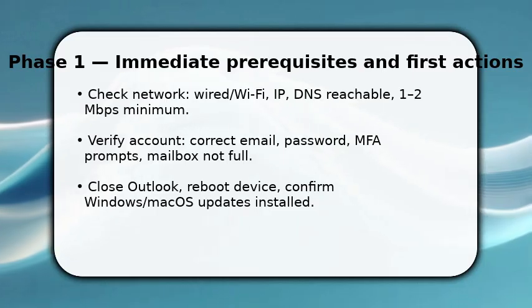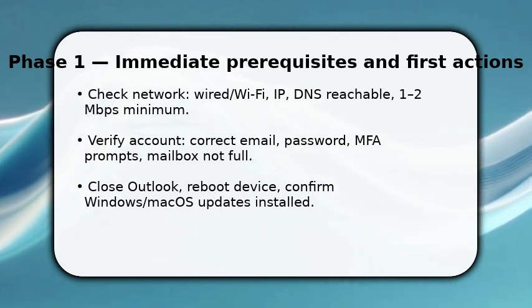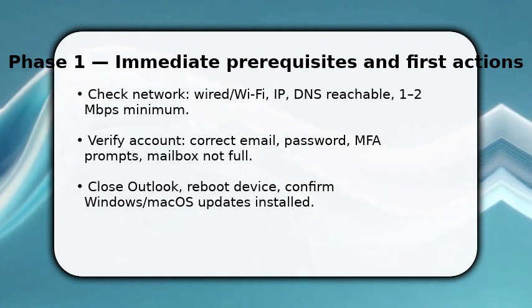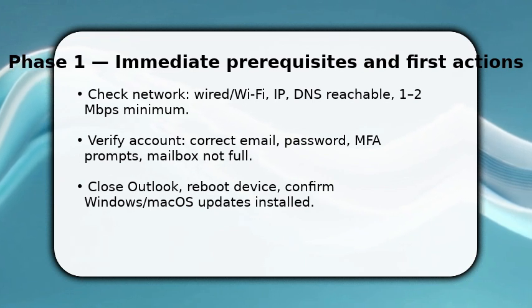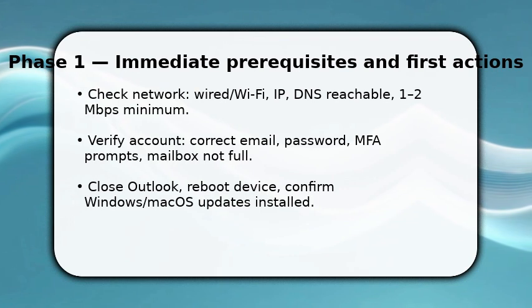You start by ensuring the basics are already true. Network and account must be valid, not perfect, just functional. Once done, close Outlook and reboot the device to clear stuck processes and cached auth tokens. Make sure your OS updates are applied. Outdated networking stacks break authentication.